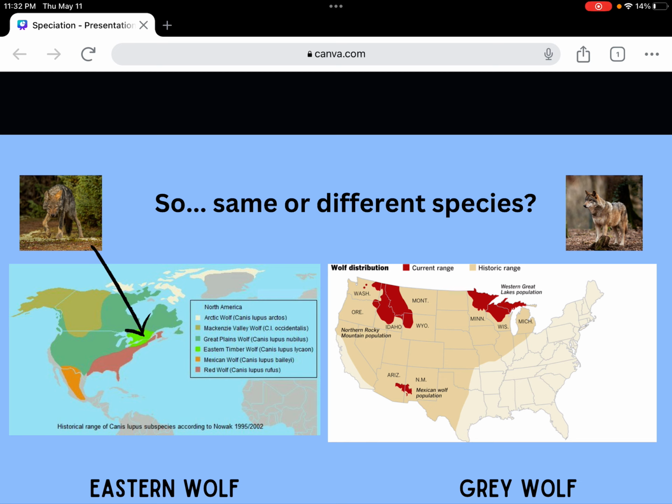So that comes back to the wolf problem. Same species, different species. It kind of looks like it could be that sympatric speciation, but they might still be interbreeding. Science may never know.